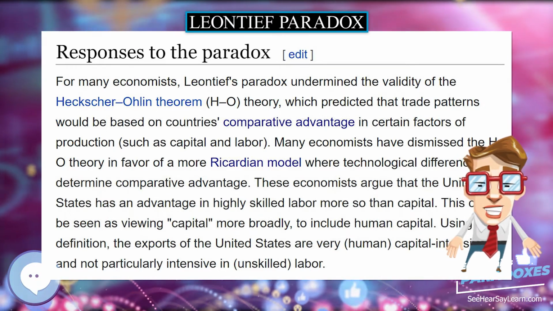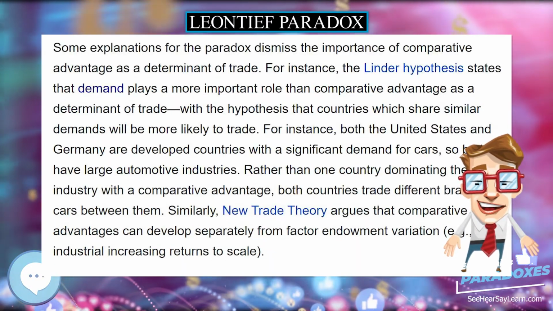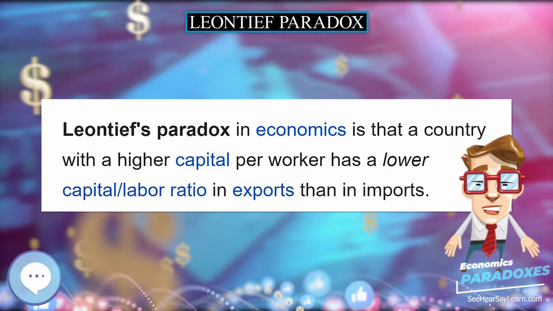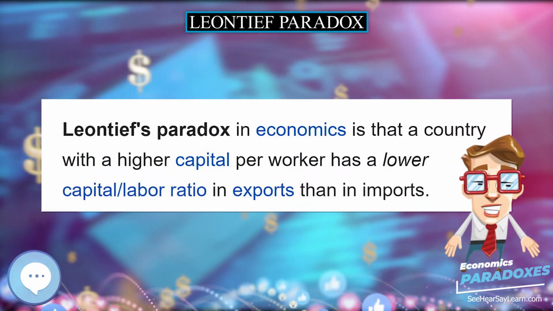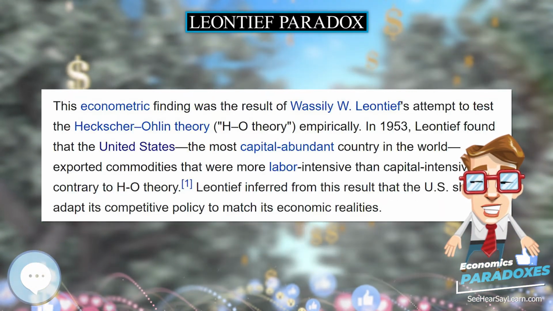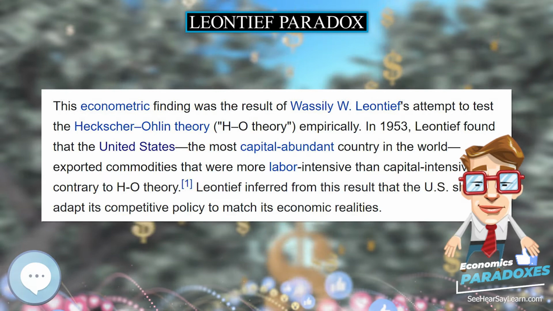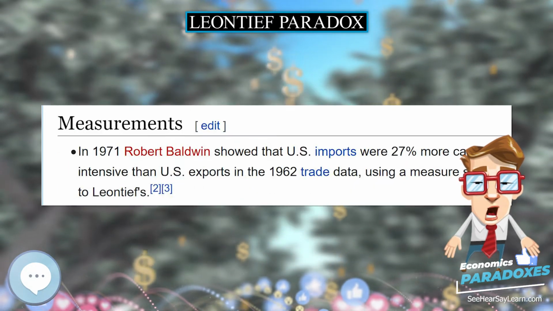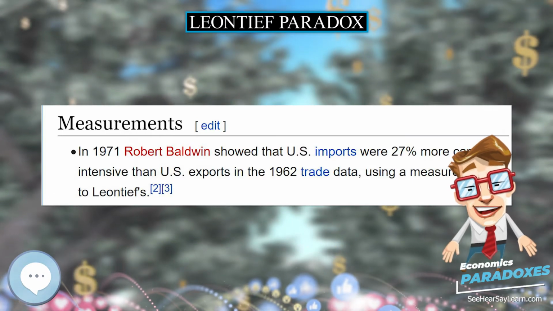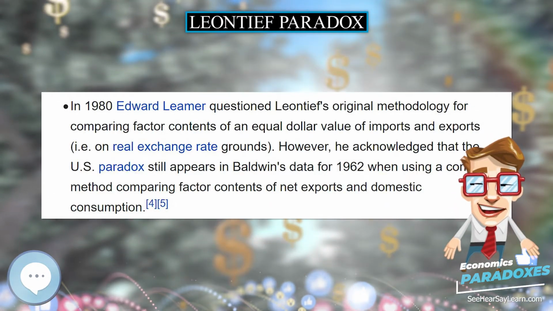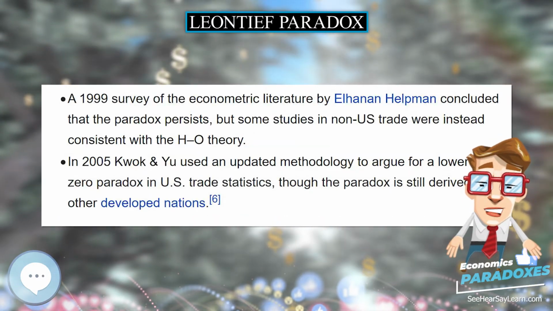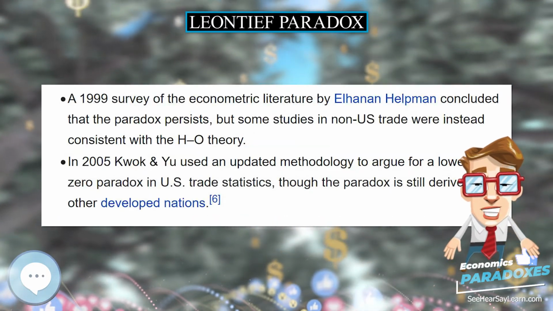Many economists have dismissed the HO theory in favor of a more Ricardian model where technological differences determine comparative advantage. These economists argue that the United States has an advantage in highly skilled labor more so than capital. This can be seen as viewing capital more broadly, to include human capital. Using this definition, the exports of the United States are very human capital intensive, and not particularly intensive in unskilled labor.